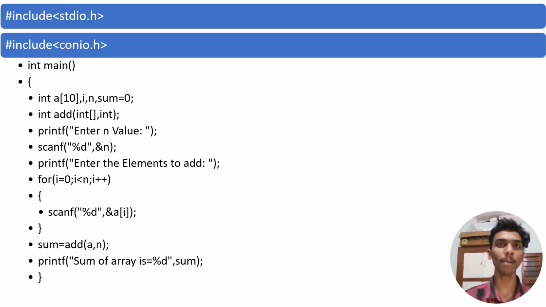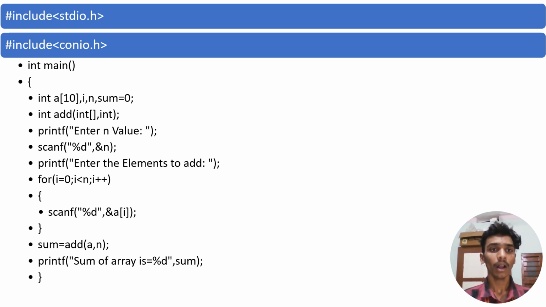Here we have the example of a function. There will be two examples. Here we use the second example of sending the whole array to a subfunction. Here we add the header files and declare the main function, and we declare an array a and i as a variable, and sum we initialize to 0. Here we declare a function, and by using printf and scanf we can input and output values.